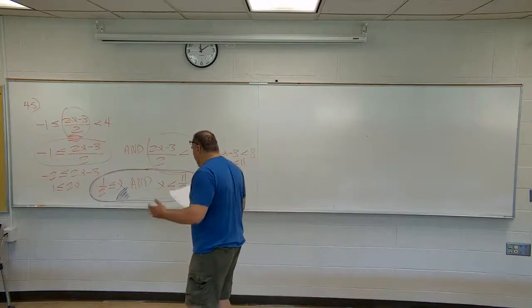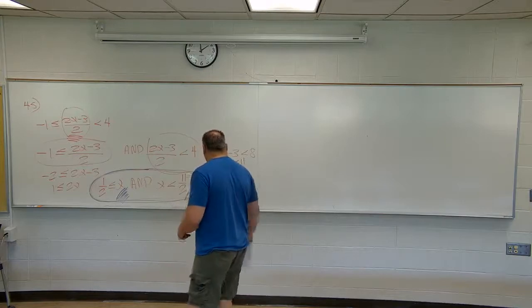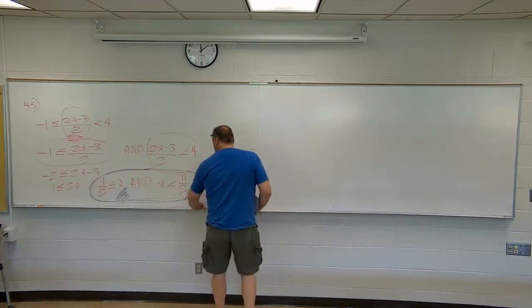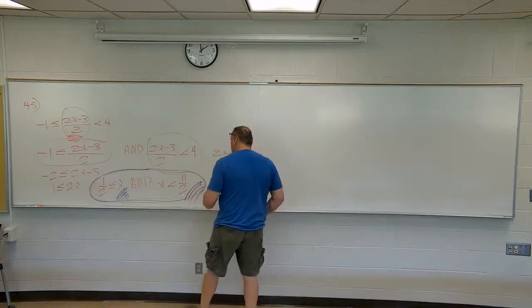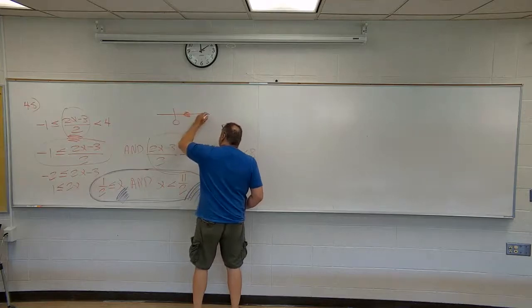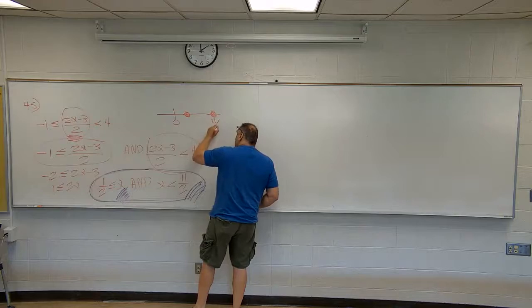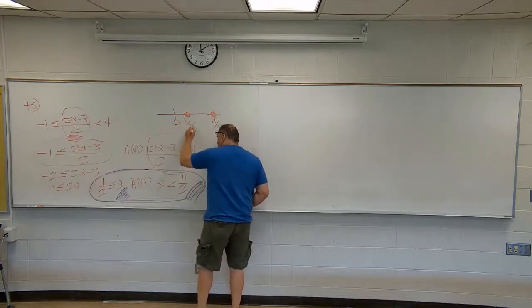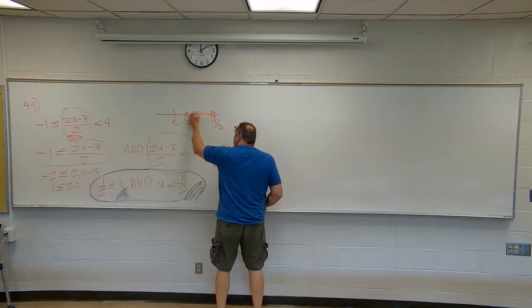How are we going to graph it? You've seen me graph this stuff in the past. This is going to be sandwiched between two places. For this one, x is greater than or equal to 1/2, but x is smaller than 11/2. So this is solid, this is solid. This is 11/2, this is just 1/2, and everything in between.